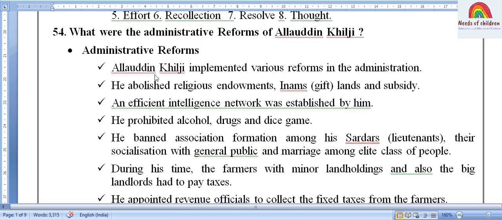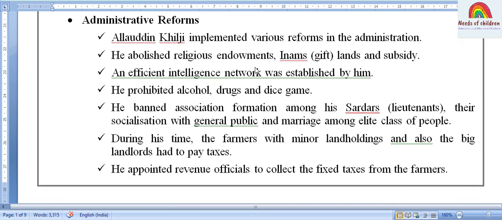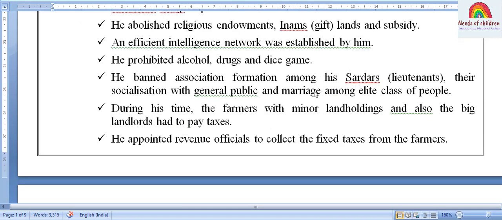Here is the answer. Administrative reforms of Alauddin Khilji. Alauddin Khilji implemented various reforms in the administration. He abolished religious endowments, inams like gifts, lands and subsidy. An efficient intelligence network was established by him. He prohibited alcohol, drugs and dice game. He banned association formation among his sardars, their socialization with general public and marriage among the elite class people.